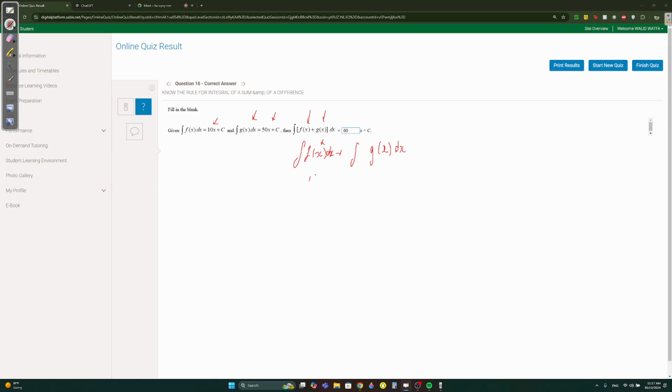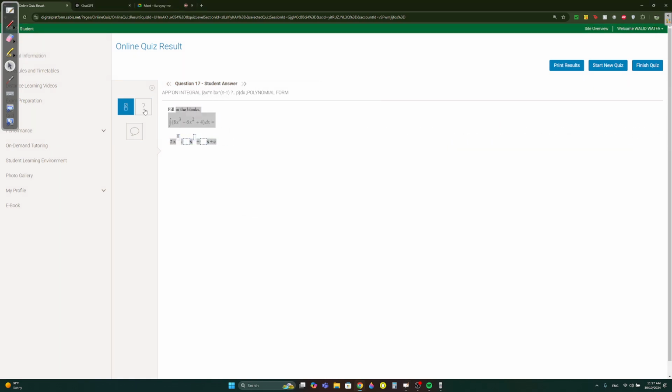And we know this is 10x plus c. And we know this is 50x plus c. Add them: 60x plus c. Please remember, you can never say 2c, half c, 8c, never.